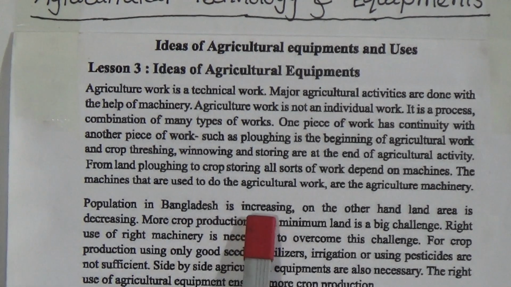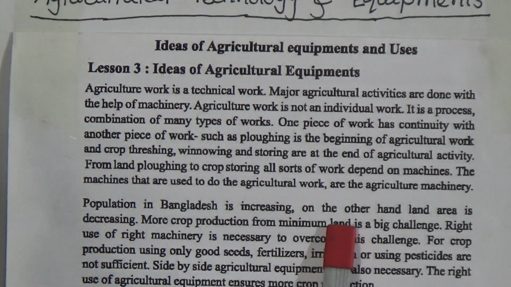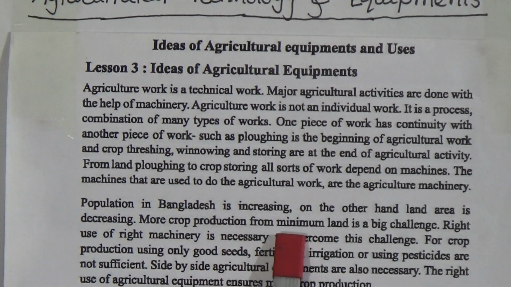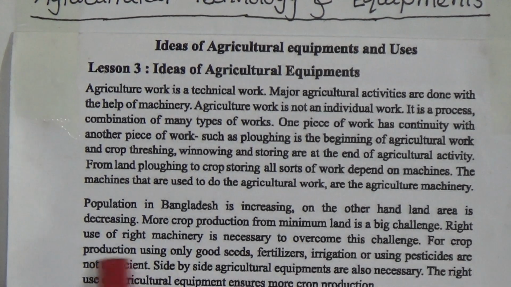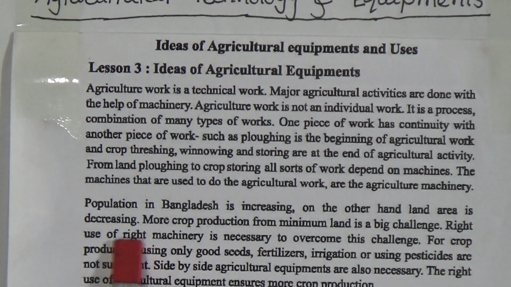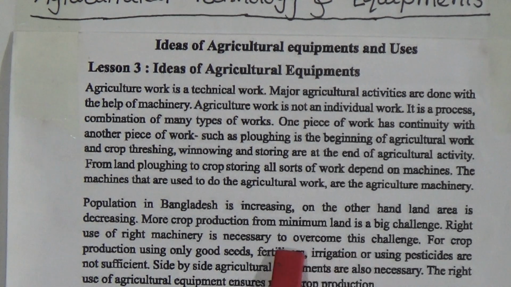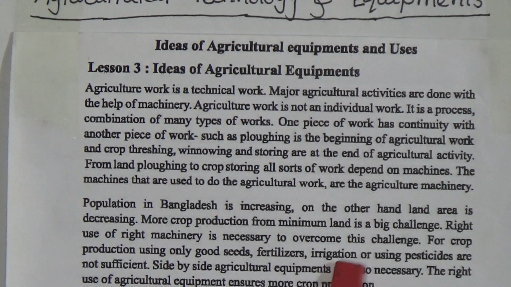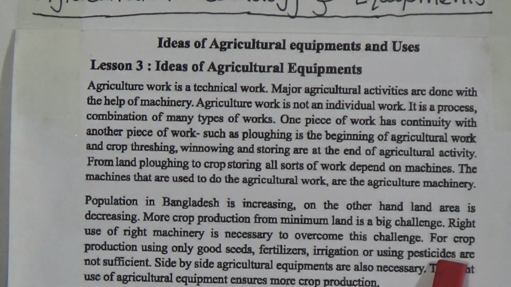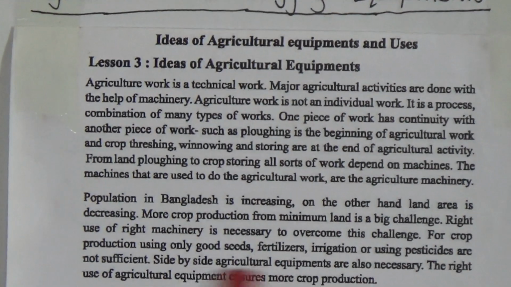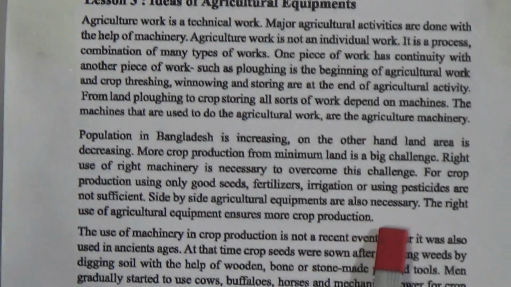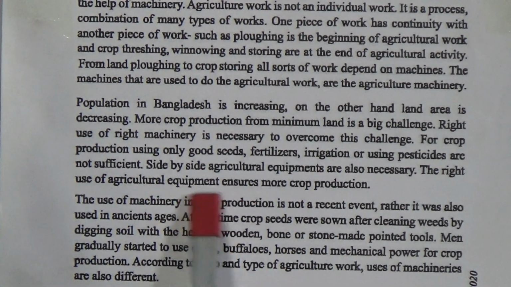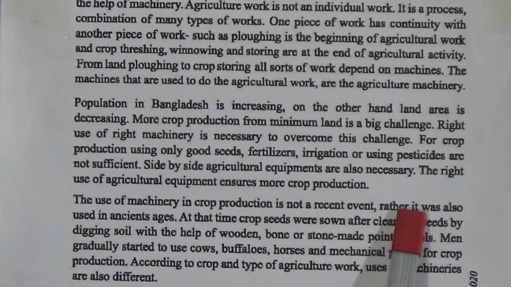As population in Bangladesh is increasing, on the other hand, land area is decreasing. So more crop production from minimum land is a big challenge. Right use of right machinery is necessary to overcome this challenge. For crop production, using only good seeds, fertilizers, irrigation or pesticides is not sufficient. Side by side, agricultural equipments are also necessary. The right use of agricultural equipment ensures more crop production.